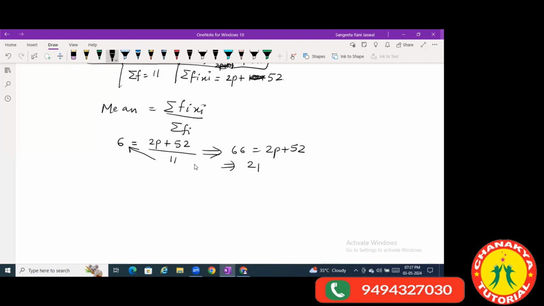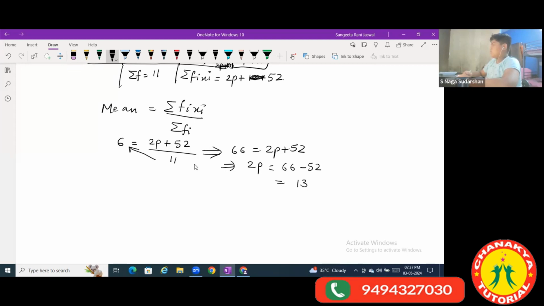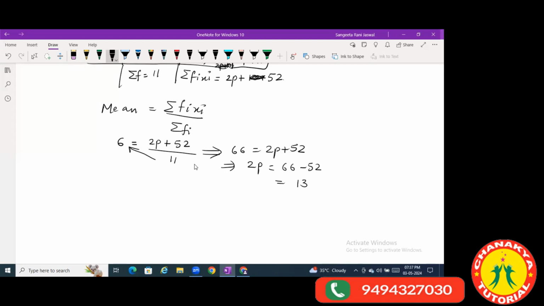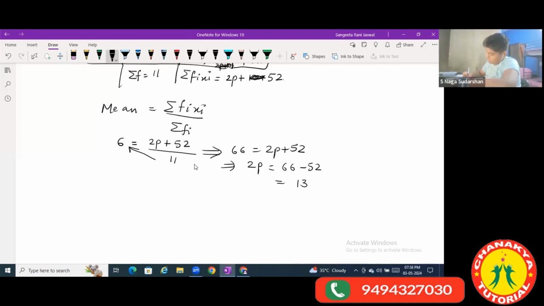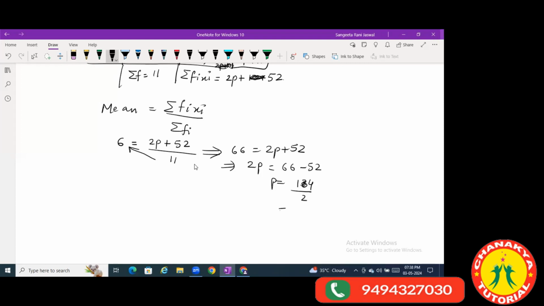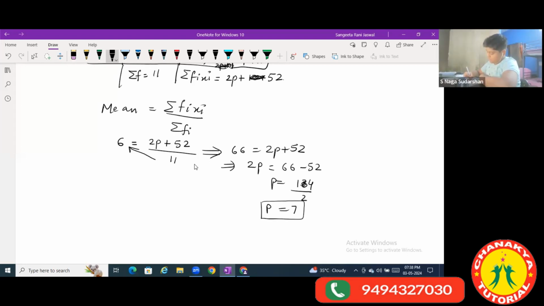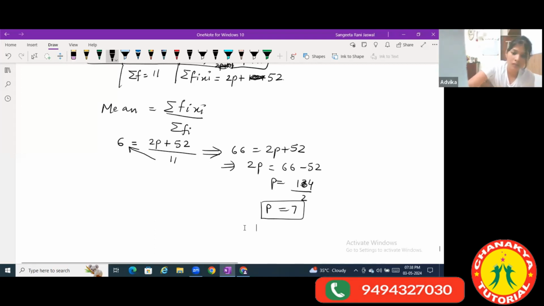So 2P will be 66. 52 goes on the other side, it will become minus. So 66 minus 52 is equal to 14. P is 7, right? 14 divided by 2 is equal to 7. Yes, children. So P is equal to 7.